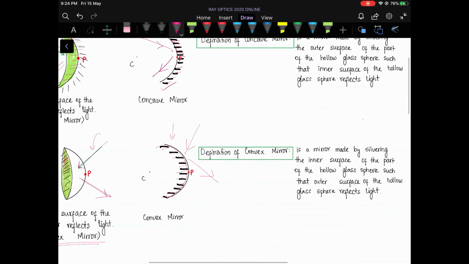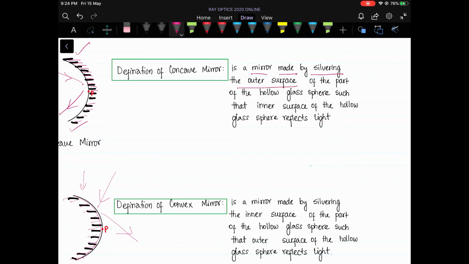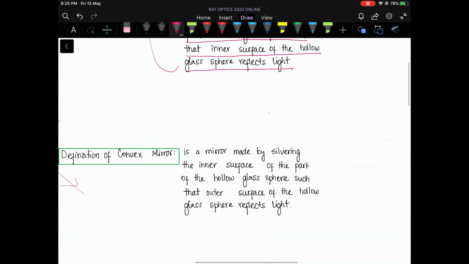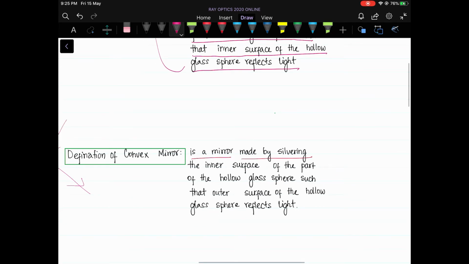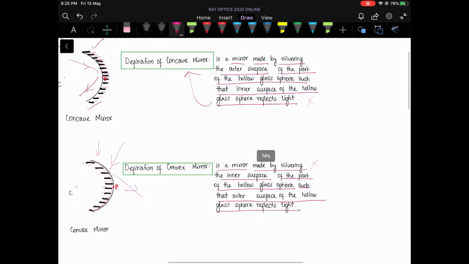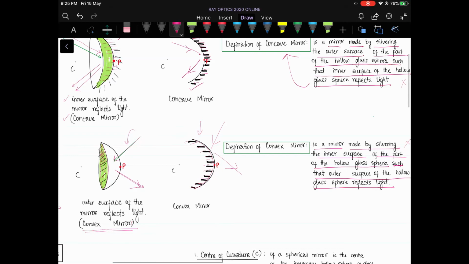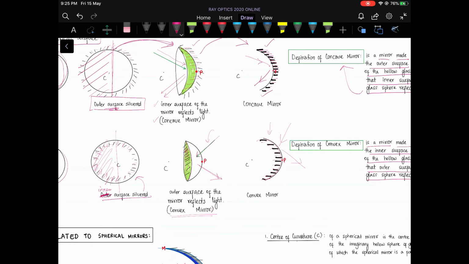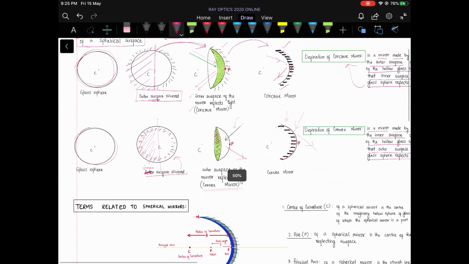Let's quickly look at the definition. A mirror made by silvering the outer surface of the part of the hollow glass sphere such that the inner surface of the hollow glass sphere reflects light is what we call a concave mirror. Similarly, a convex mirror is a mirror made by silvering the inner surface of the part of the hollow glass sphere such that the outer surface of the hollow glass sphere reflects light. Now you don't need to memorize this, you just need to remember which surface of the sphere is going to reflect light, and depending on that you can distinguish between your concave mirror and convex mirror.